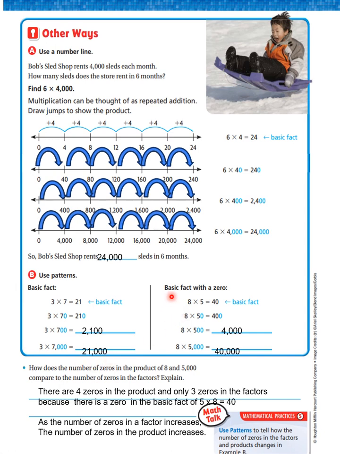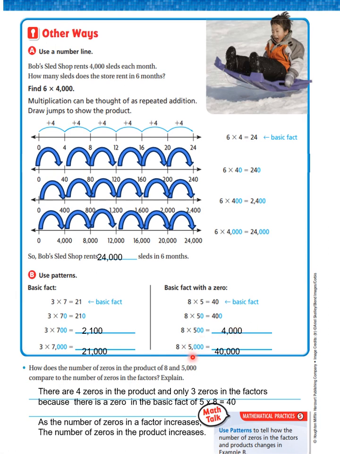All right, it says basic fact with a 0. Watch this, it's a little bit different. 8 times 5 equals 40. That's the basic fact. 8 times 50 is 400. Now, why are there 2 zeros there when there's only 1 zero here? That's because the basic fact ends in a 0. So 8 times 500 would be 4,000. There's 3 zeros, but remember 8 times 5 is 40, and add the 2 zeros from the 500.